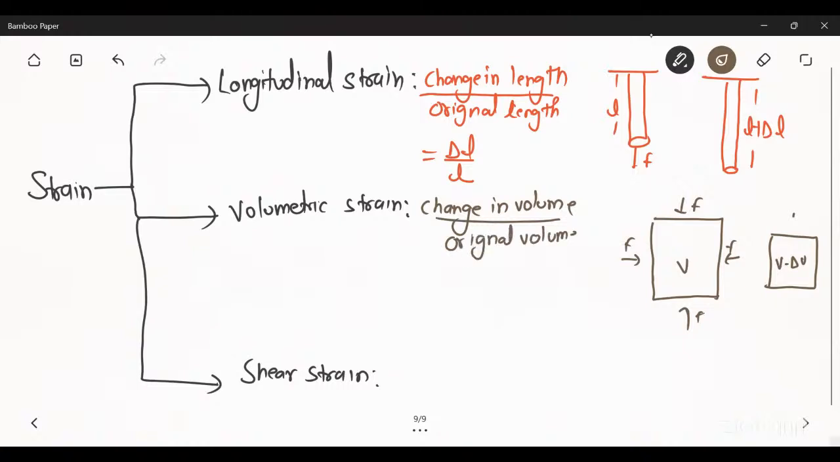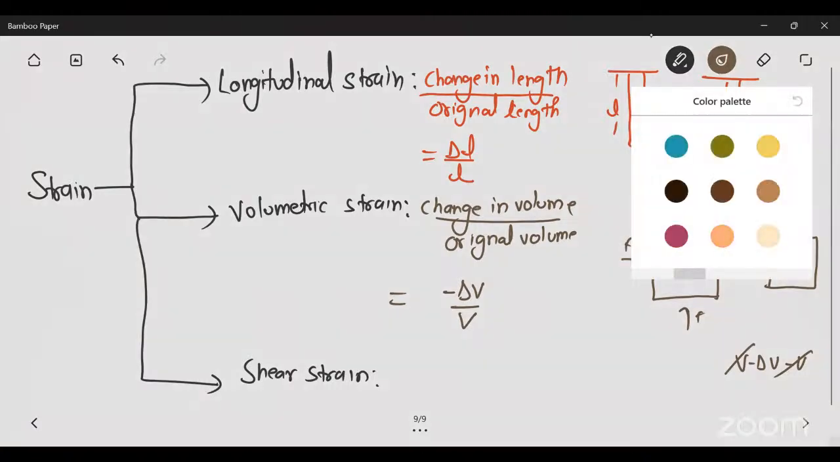So what is the change in volume here? The change in volume is V minus delta V, final volume minus initial volume. So V is cancelled by V, and the change in volume is minus delta V upon V. So this is known as the volumetric strain. Now, shear strain. Last one is shear strain.